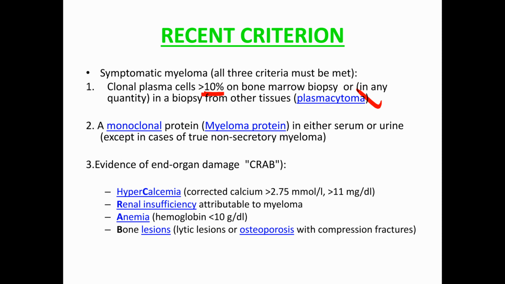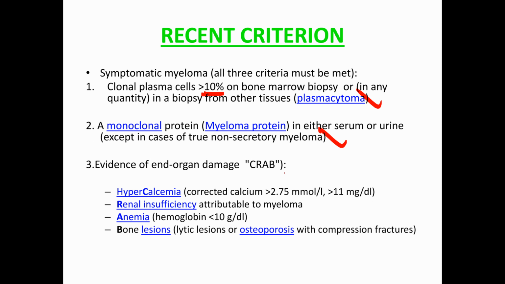So more than 10%. Earlier, more than 30% was considered sufficient to call it multiple myeloma. Now they have reduced the number from 30% to 10%, but it should be clonal in origin. The second one is M protein in either serum or urine, which is generally detected by serum protein electrophoresis or urine protein electrophoresis.